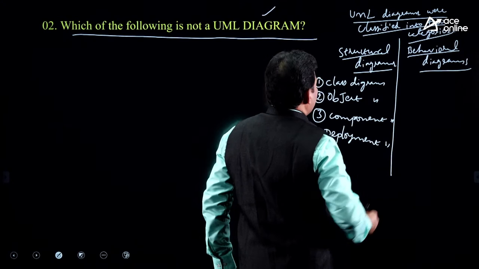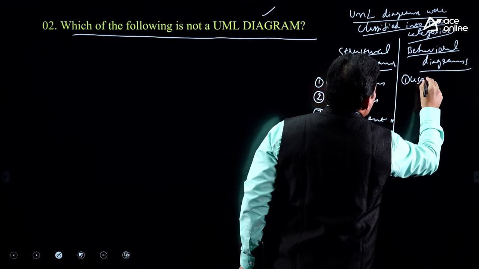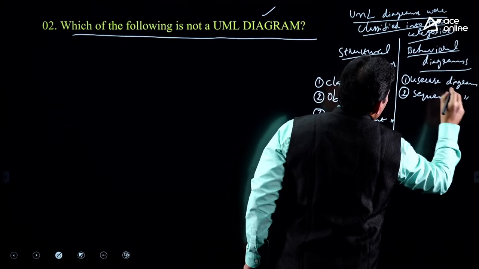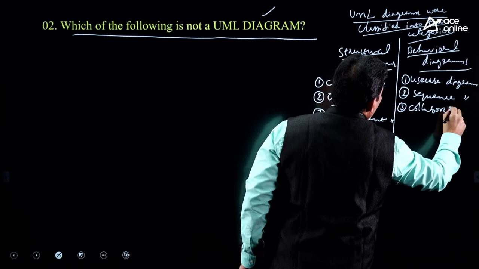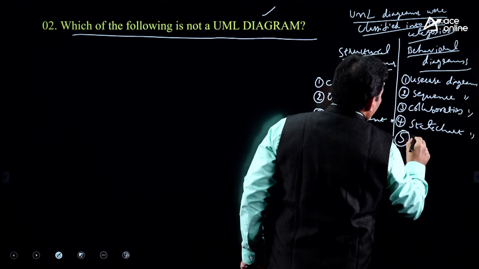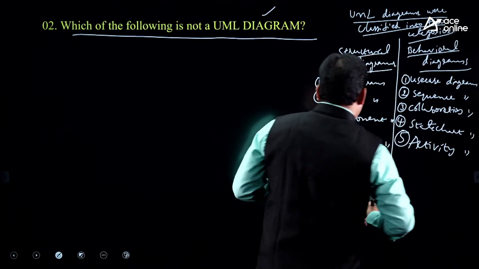Coming to behavioral diagrams. The first one is the use case diagram. The second one is the sequence diagram. The third one is the collaboration diagram. The fourth one is the state chart diagram. The fifth one is the activity diagram. The purpose of each and every diagram is different.